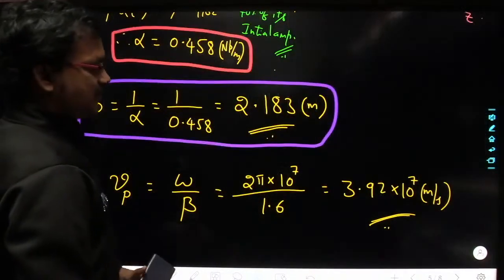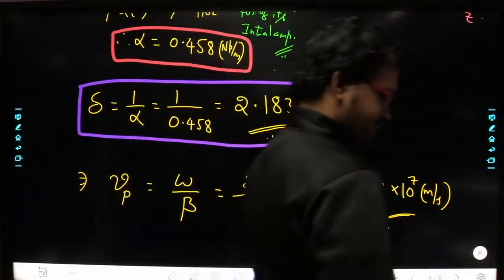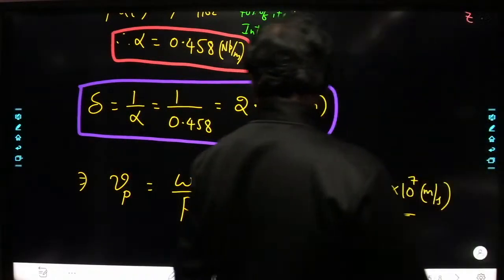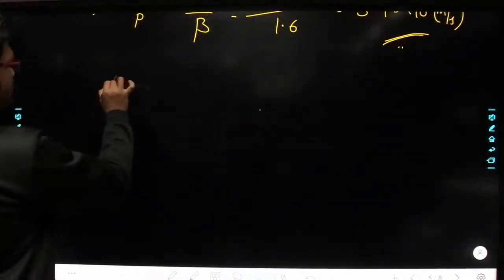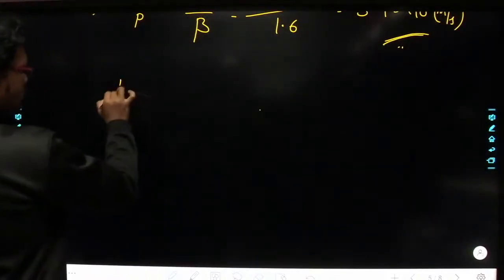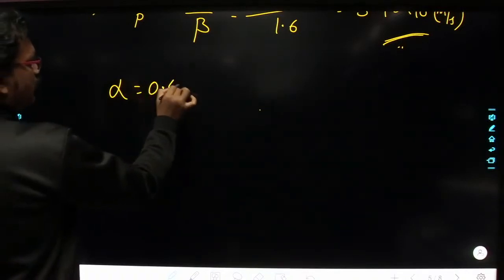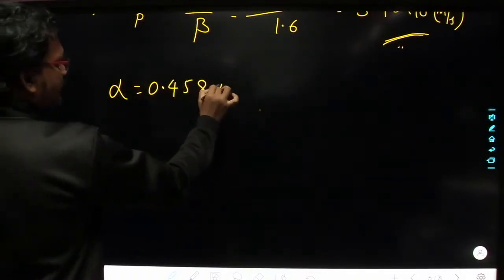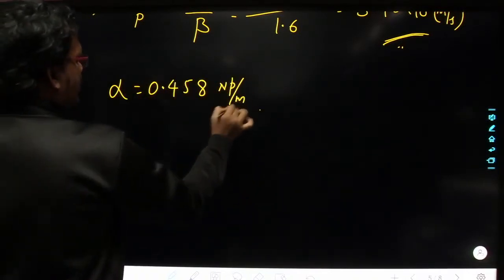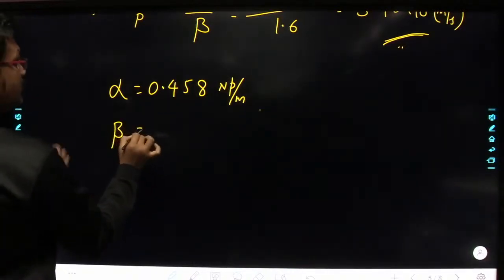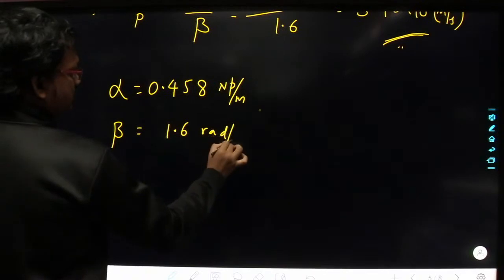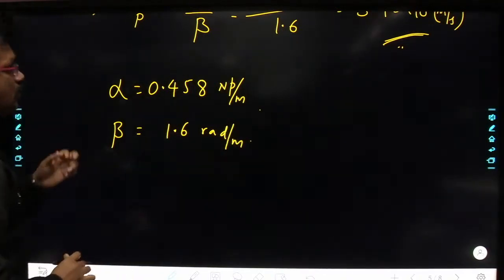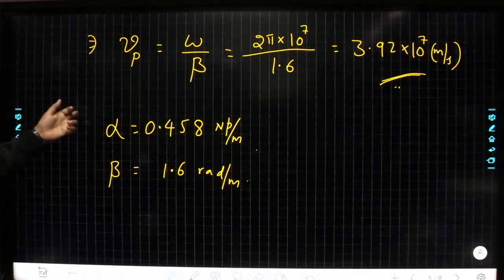See, in the same problem here, we got the alpha value equal to 0.458 Nepers per meter, and the beta value equal to 1.6 radian per meter.